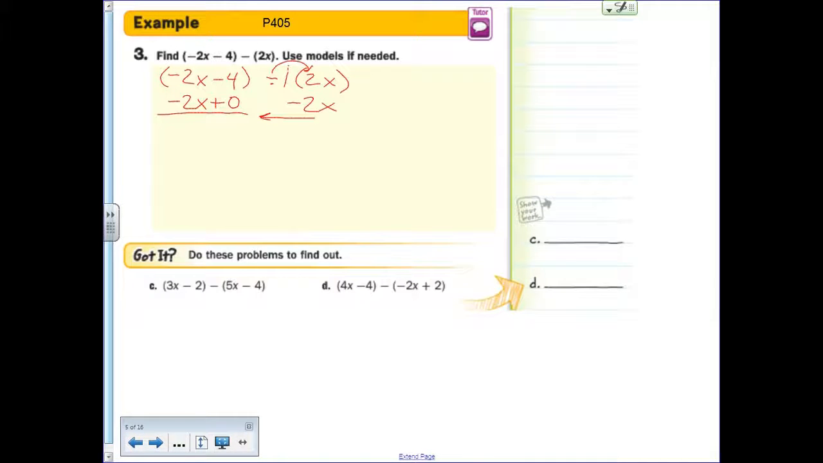Adding 0 to anything does not change what it was. So a negative 4 plus 0 is still going to be a negative 4. So we can just drop that down. And then negative 2x and negative 2x. Well, those are same signs.